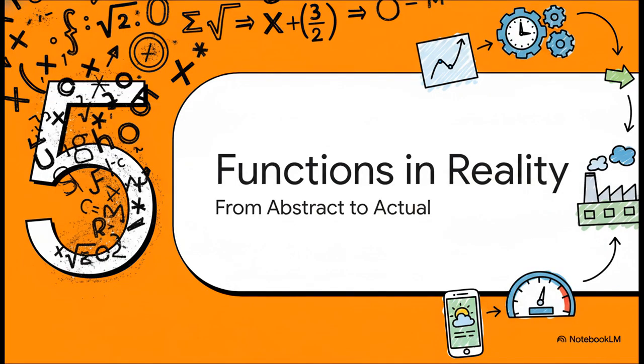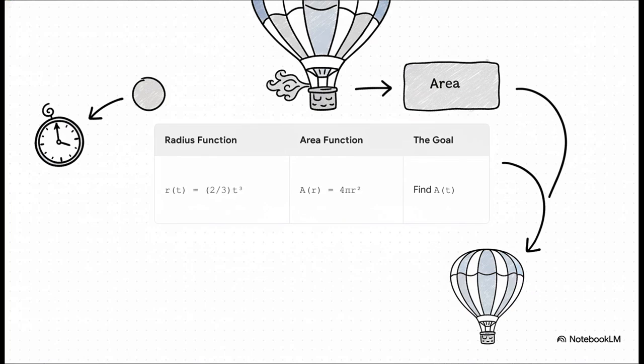Okay, so we've been playing with x's and g's and inverses, but why does any of this actually matter? Let's get out of the weeds of pure math and see how this stuff works in a real scenario. Imagine a hot air balloon getting inflated. We've got two different pieces of information here. First, we have a function that tells us the balloon's radius based on how much time has passed. Then we have another formula that tells us its surface area based on its radius. See the chain? Time affects radius, and radius affects area. Our goal is to create one super efficient function that lets us jump straight from time to surface area without having to find the radius in between. This is a perfect job for a composite function.